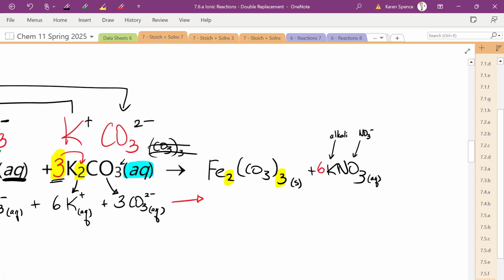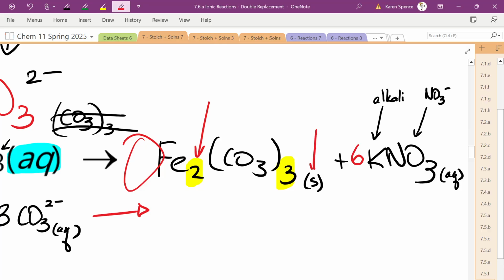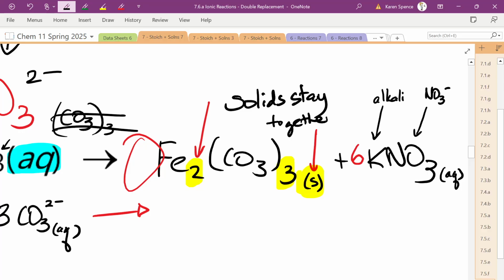Okay, so we have now, there's no coefficient, but we do have a subscript. However, what state is that? That's solid. That is a solid. So what do we do with it? Leave it alone. Just let it be. It just stays together. Solids stay together. So we still just have Fe2CO3, 3, solid.